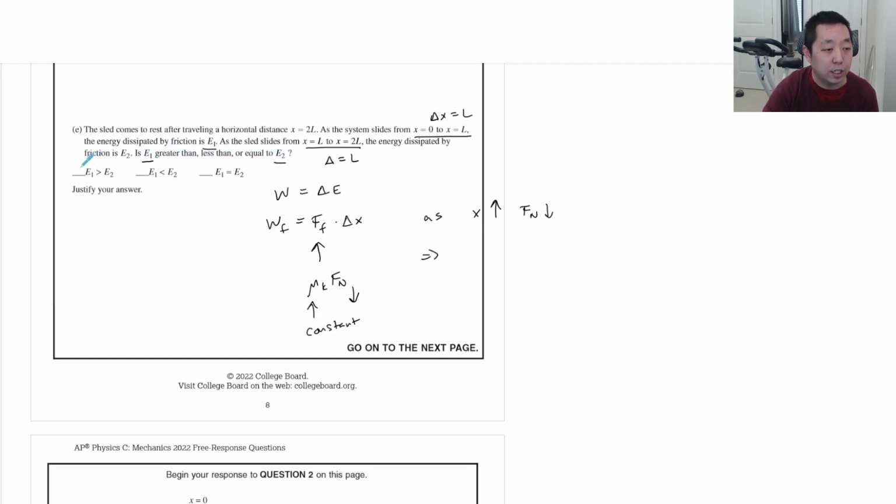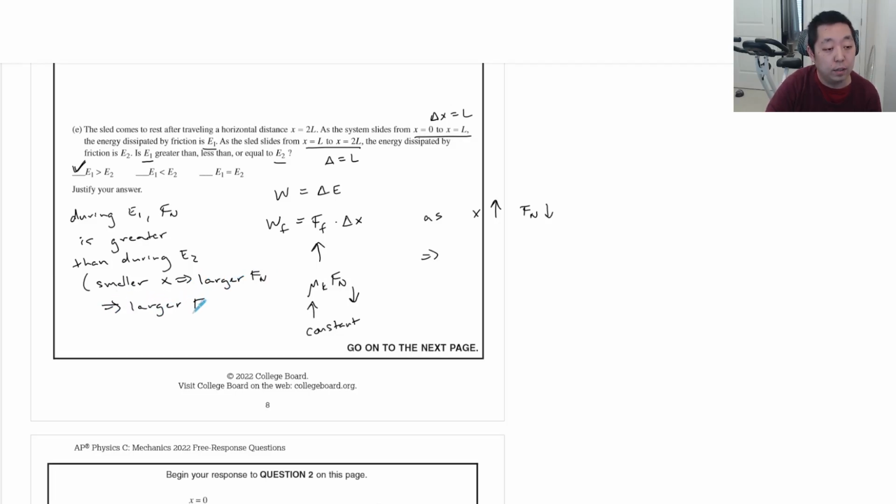E1 is more energy lost, and by the justification I just explained, during E1 the Fn is greater than during E2. That's because smaller x means larger Fn, which means larger force of friction over the same distance, L. Thus, the work done by friction is greater.